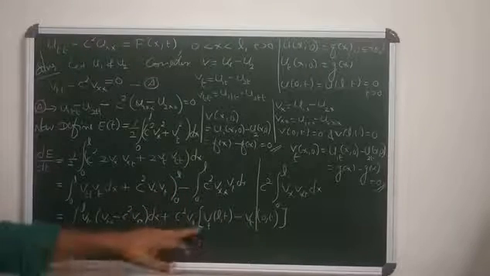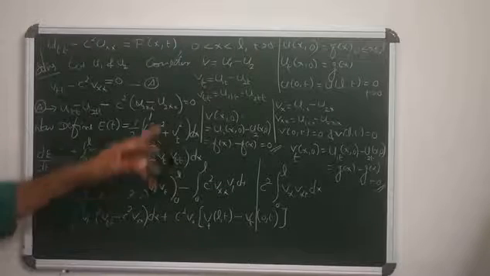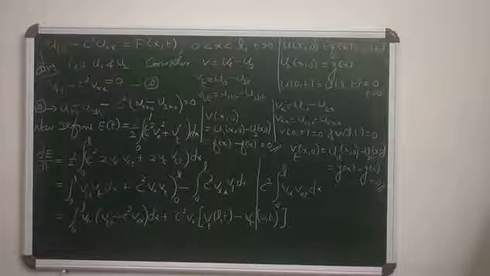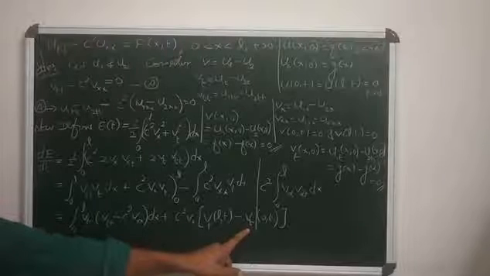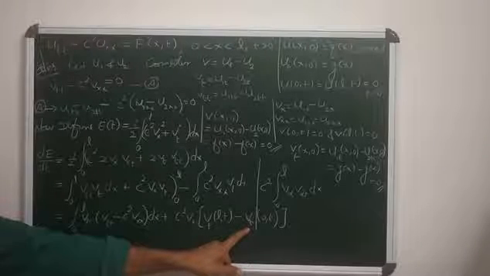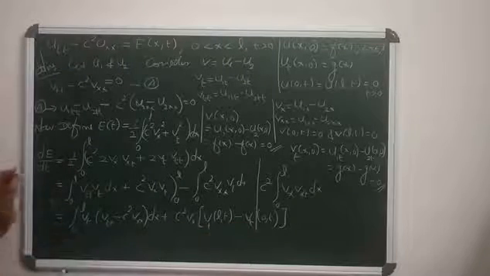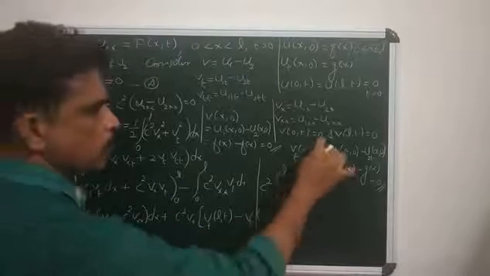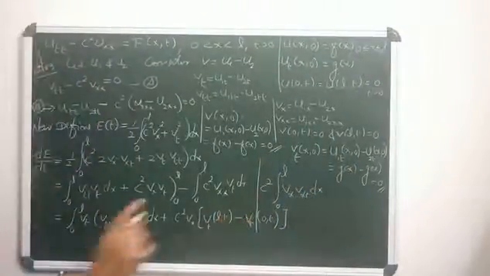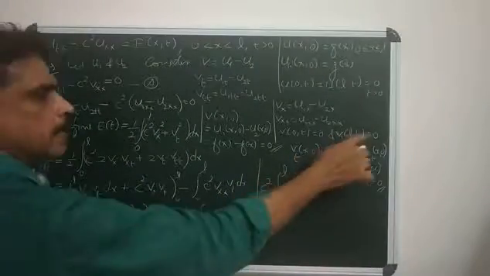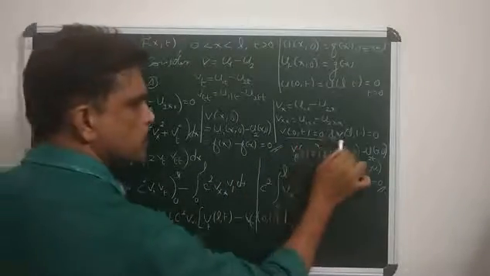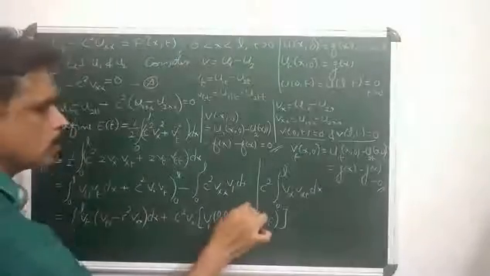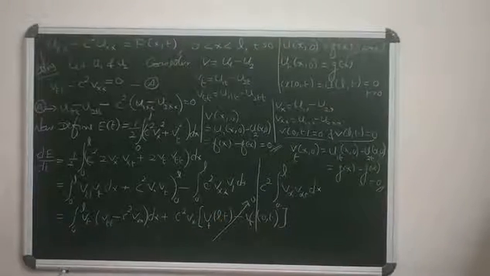What is vt at L,t? V is u1 minus u2, so vL,t equals 0, therefore vt at L,t is 0. Vt at 0,t is also 0, since v0,t equals 0. Therefore vt at 0,t is again 0. Since vL,t equals 0, vt at L,t is also 0 by these arguments. So the second term goes to 0.